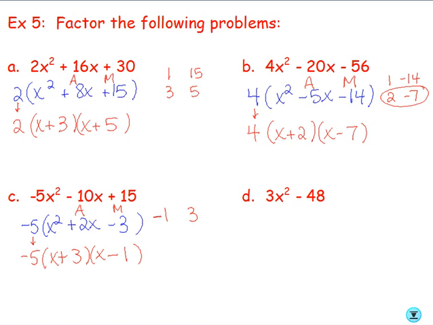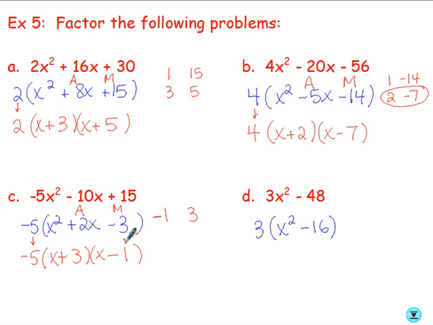Last question for this little lesson. Your GCF should have been 3. Divide by 3, you get x squared minus 16. Hopefully you stopped here and thought, wait a minute, something looks different. This doesn't look like any of these other guys. What does it look like?